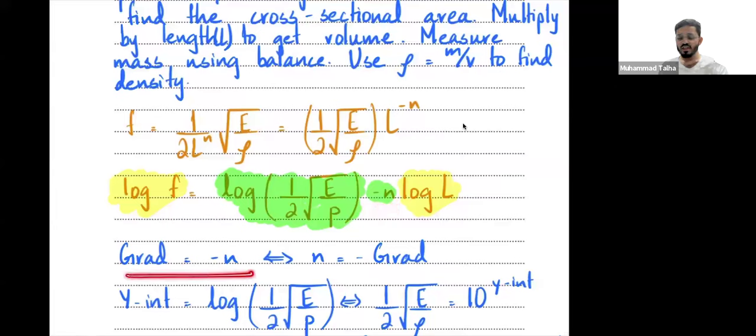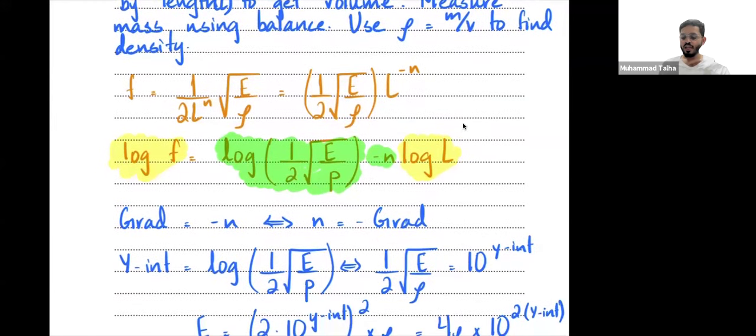So if you say gradient equals negative n here, you would lose marks. You need to go one step further and make the constant the subject, so n equals negative of the gradient. Then you have the y-intercept, which is equal to all of this. So to find E, I basically take the inverse log, which is really raising it to the power of the base. So 10 to the y-intercept is then this thing.